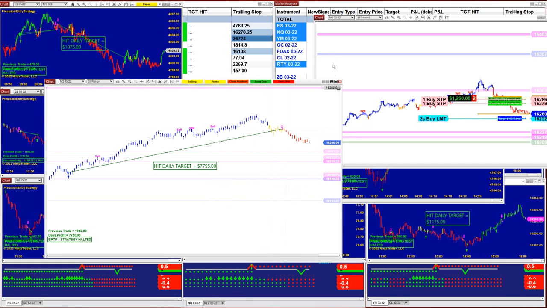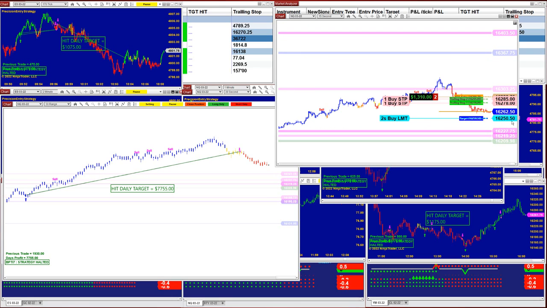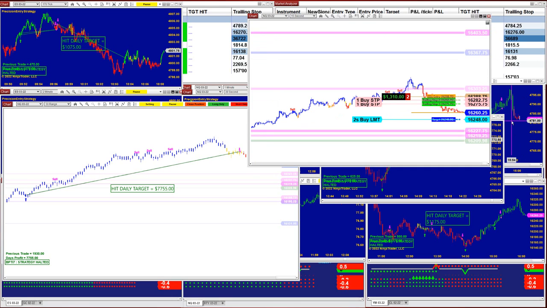Again, to show you how the auto trade can extend the target and start chasing the market on behalf of you. If this market is trending, it is going to extend the target, and you don't have to lift a finger. If the market starts pulling back, the target is going to chase the market. It's not going to extend.